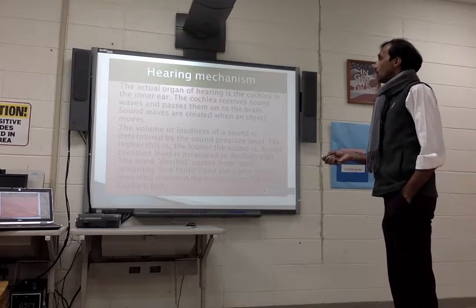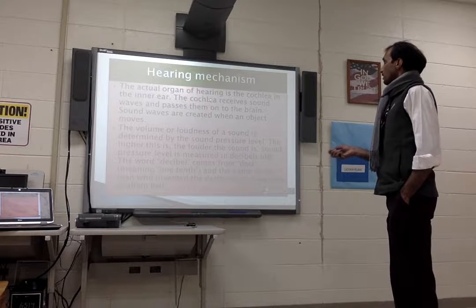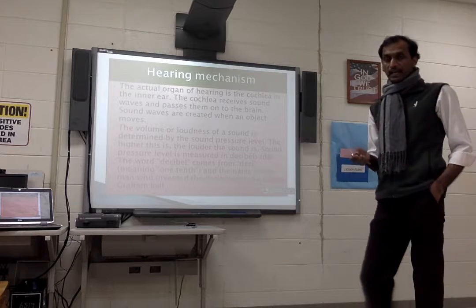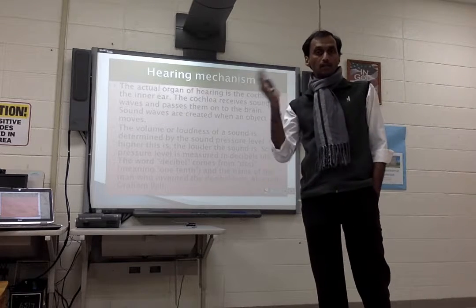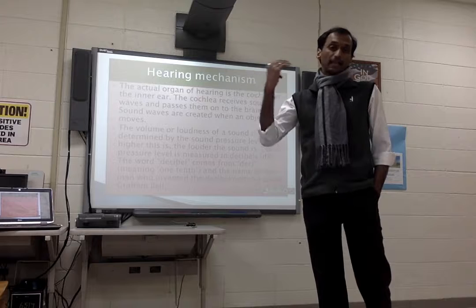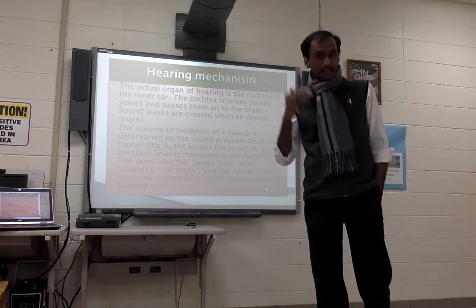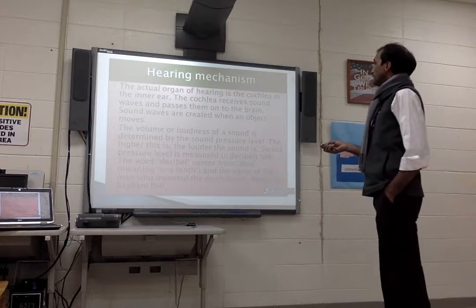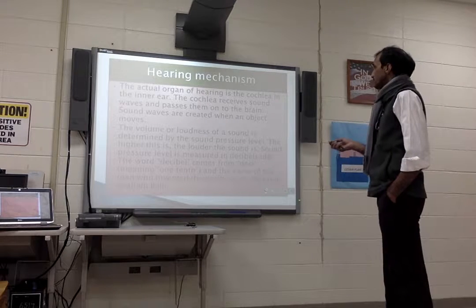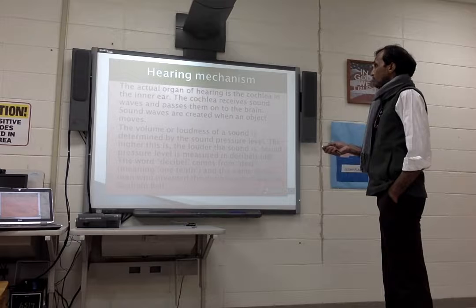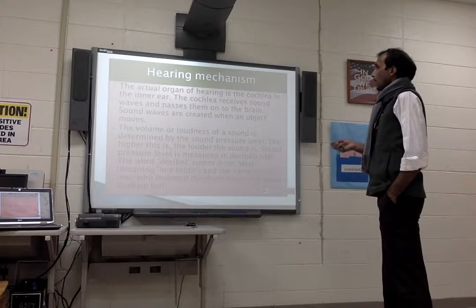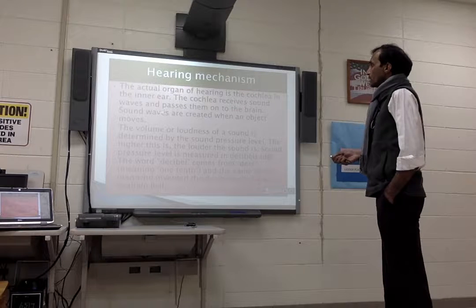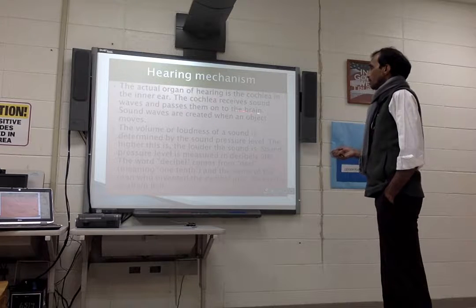The actual organ of hearing is the cochlea in the inner ear. The ear has three different parts: the outer ear, middle ear and inner ear. In the inner ear, there is a part called the cochlea. That is the main thing that helps us to receive signals. The cochlea receives the sound waves and passes them on to the brain.